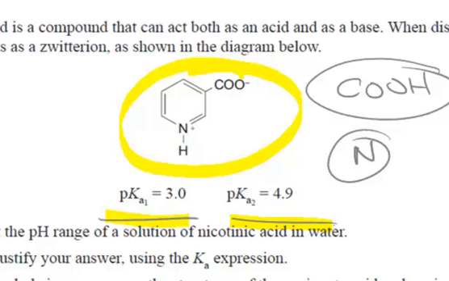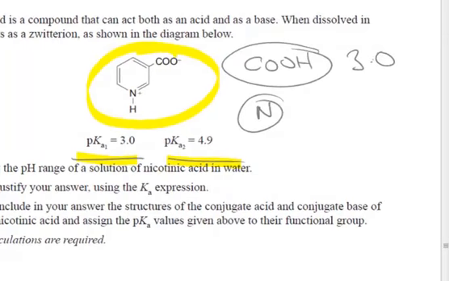Now obviously we'd expect the acid component to have the pKa that's lower, so that's 3.0. We'd expect the base part to have a pKa which would be higher than the acid part, so that would mean that this has a 4.9. Okay, so that gives us an idea of what those pKa's relate to.